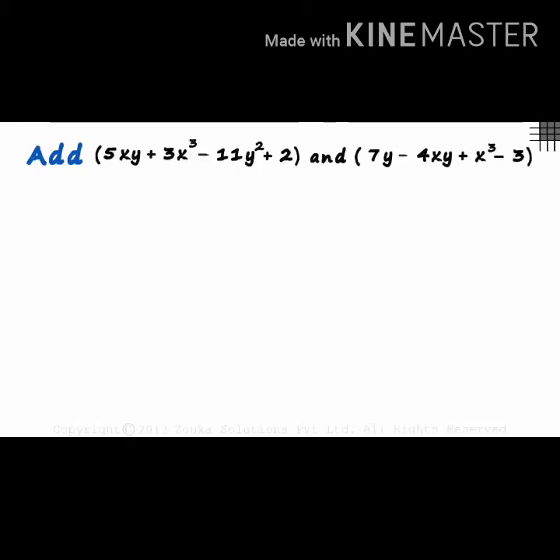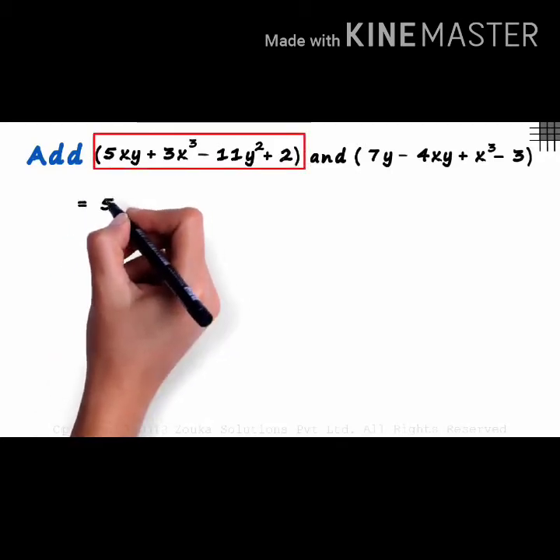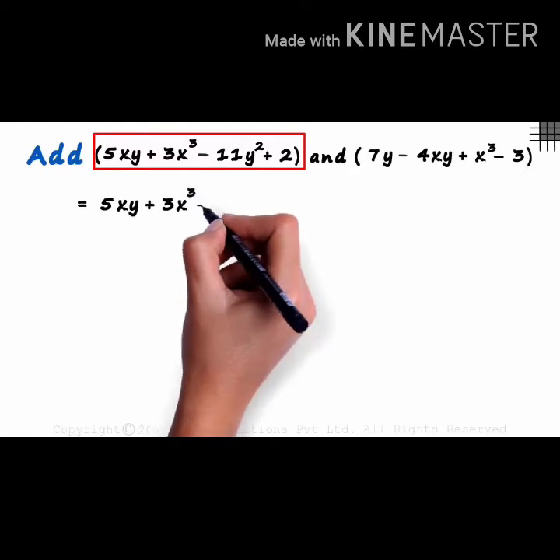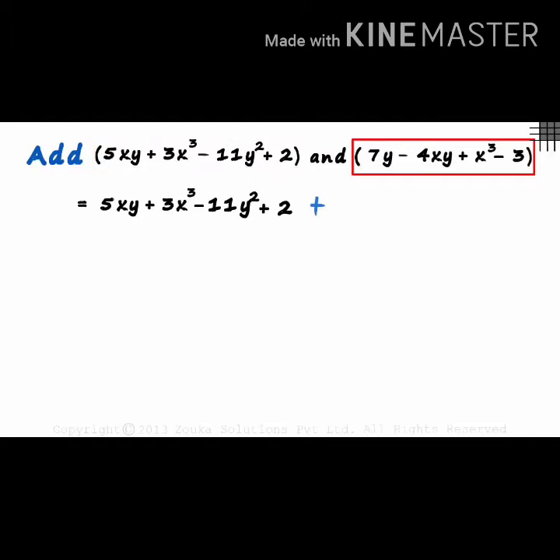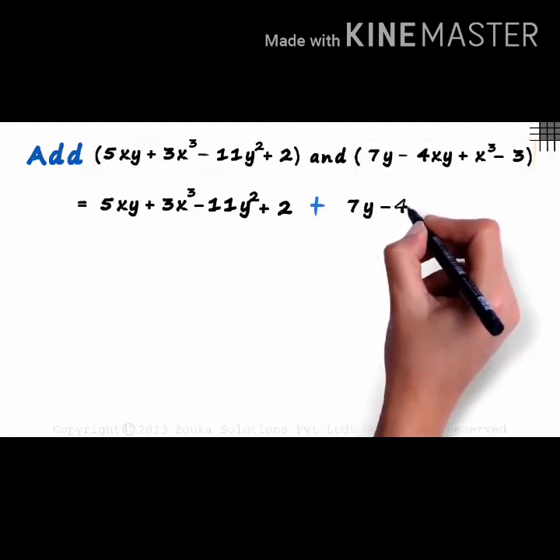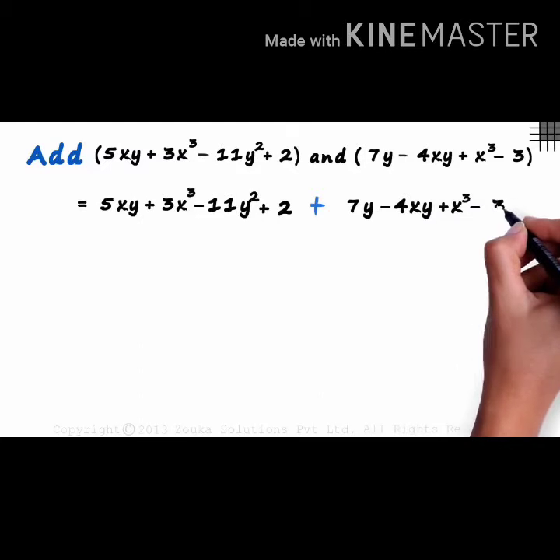We have to add these two expressions. Adding two algebraic expressions is very simple, but trust me, it's very easy to make a mistake. The first thing we should do is write this problem in a way which is very simple to understand. We write the first expression here, 5xy plus 3x cubed minus 11y squared plus 2. We have to add these two expressions, so we put a plus sign here and write the second expression as is: 7y minus 4xy plus x cubed minus 3.